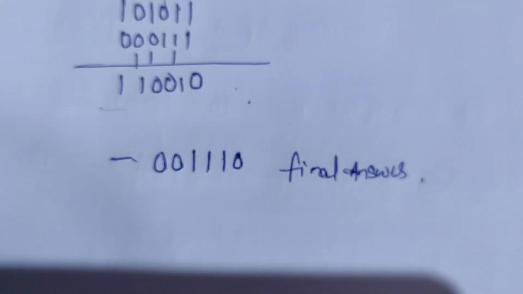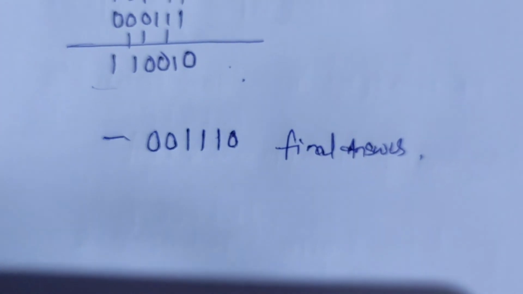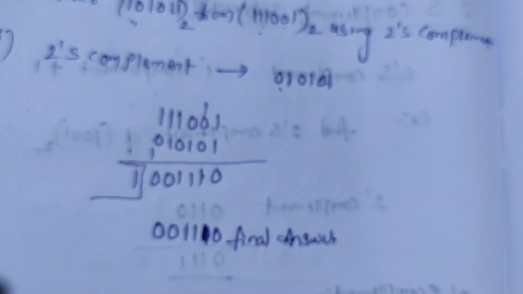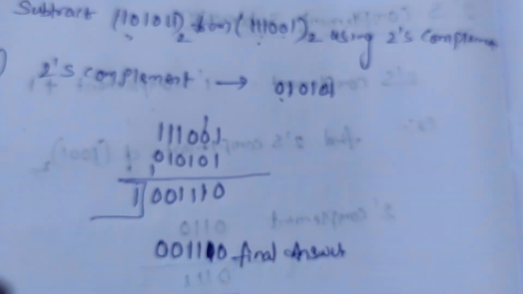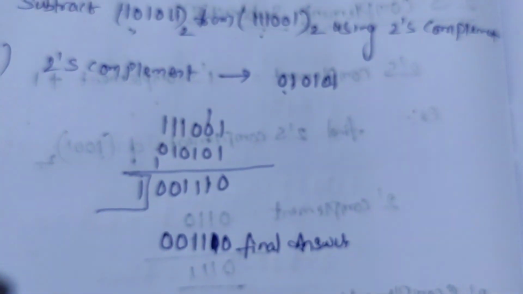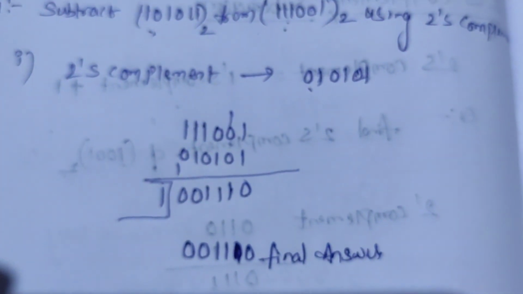So these are the two cases of 2's complement subtraction. Subtracting a smaller value from a larger value: doing 2's complement of the subtrahend and adding it to the minuend. The name is subtraction, but we are performing addition, and this is the case for subtracting a large number from a small number.